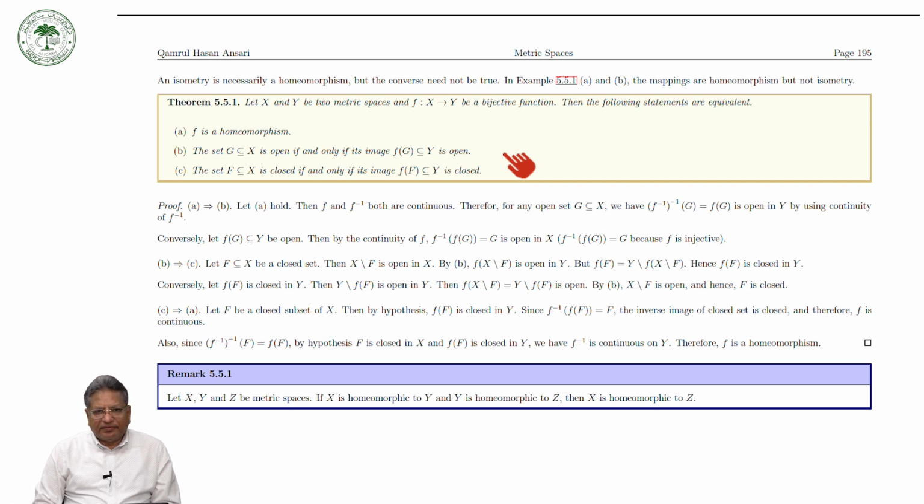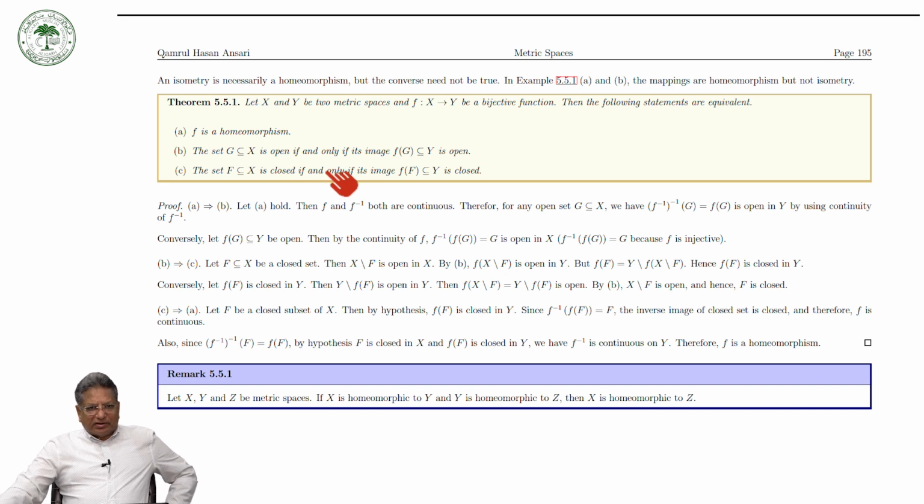Now, if the function f is bijective from a metric space X to a metric space Y, then the following statements are equivalent. That is, f is a homeomorphism if and only if for every open G, the image f(G) is open in Y, if and only if for every closed F, the image f(F) is closed in Y. So these three are equivalent conditions.